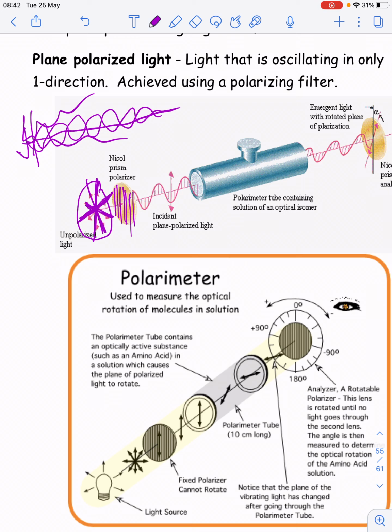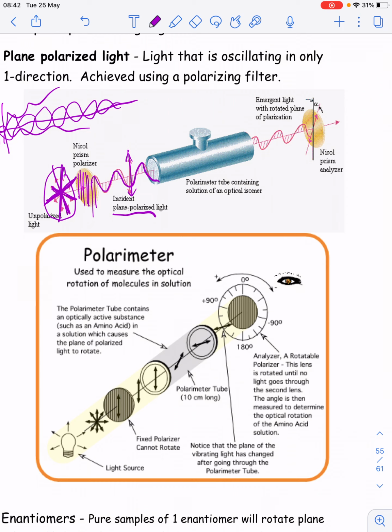So in this example, we can see that after the filter, we only have waves that are going up and down. So this is now plane polarized light. You don't really need to be able to define that term, but that's a term you should be able to use. So polarized light is just light that has waves all in one orientation. And then you have a sample. Usually this is like an aqueous or a liquid sample of your molecule.